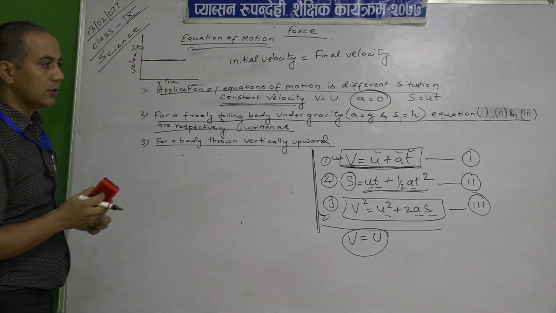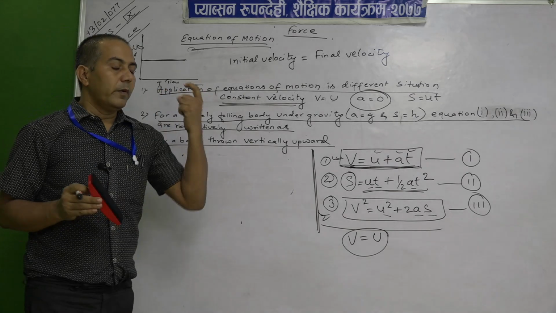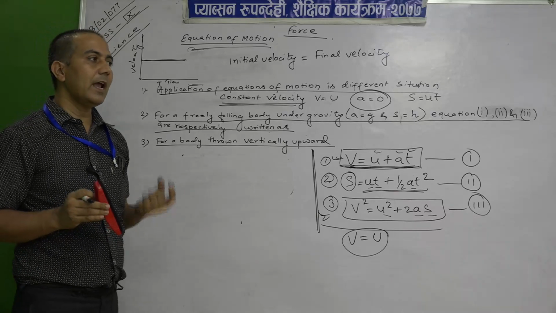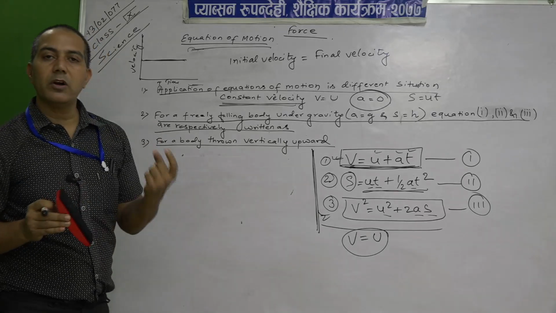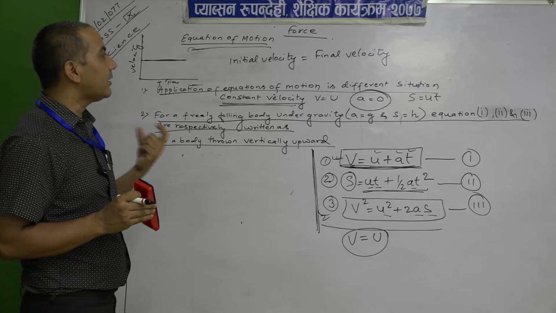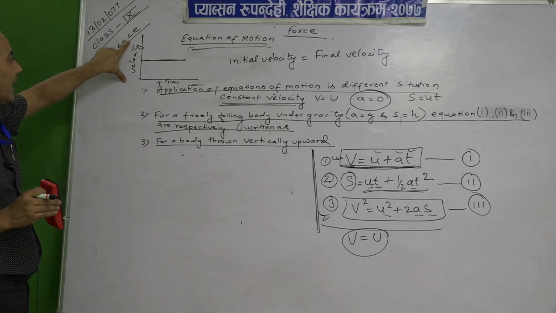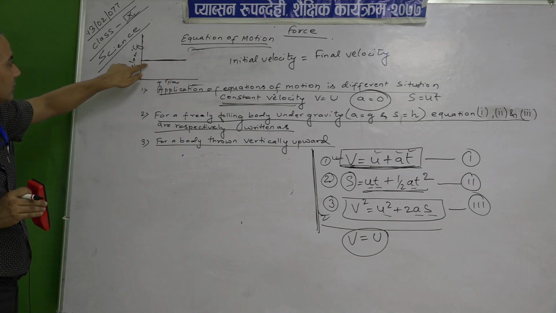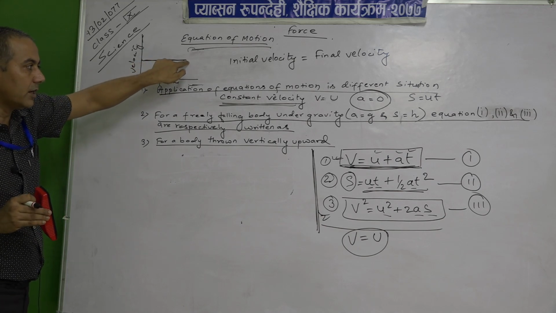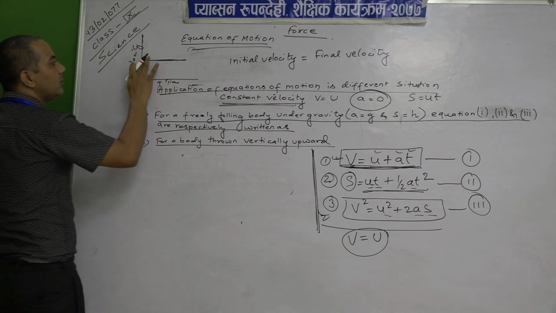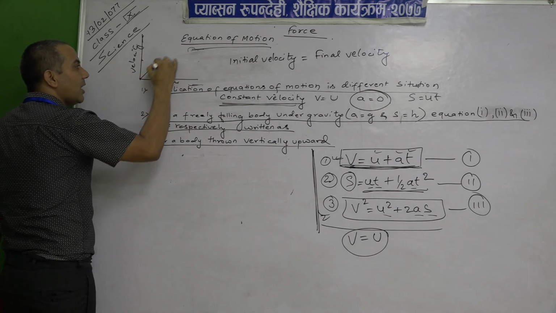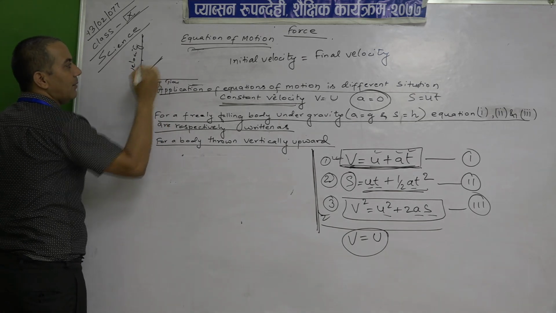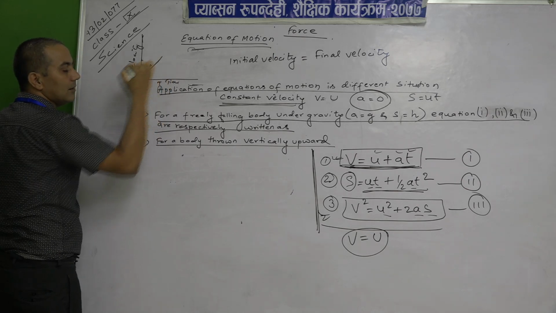I think you are clear on this one. When the initial velocity and final velocity are the same, the acceleration of the body will be 0, and in the velocity-time graph we will see a straight line. This is the body moving with a constant velocity. If the body is accelerating, then the graph will be like this, showing an increase in velocity with time, and that is the acceleration.